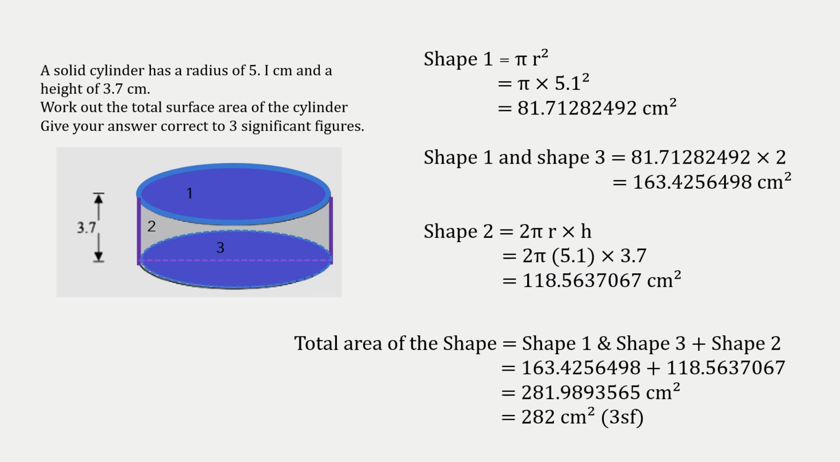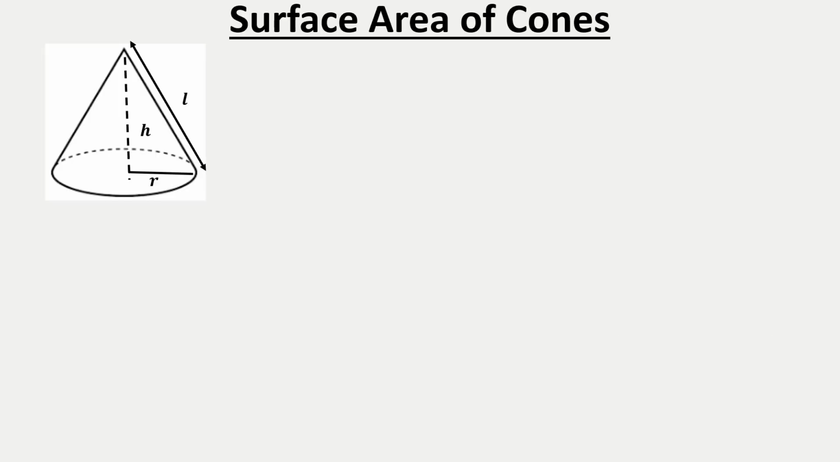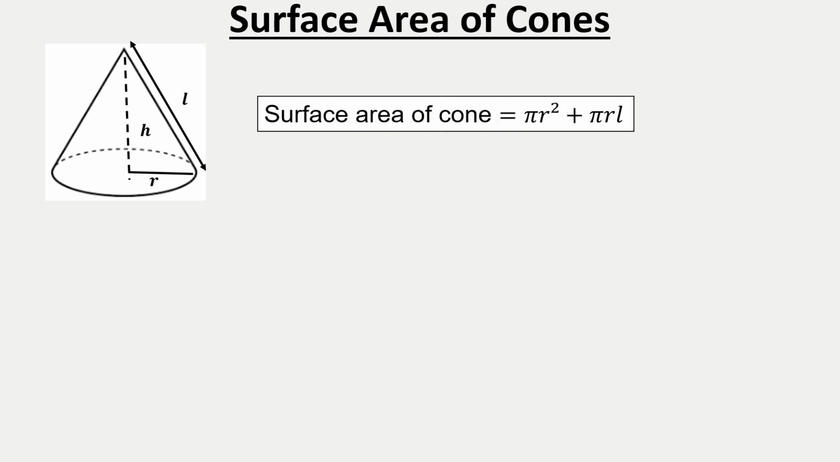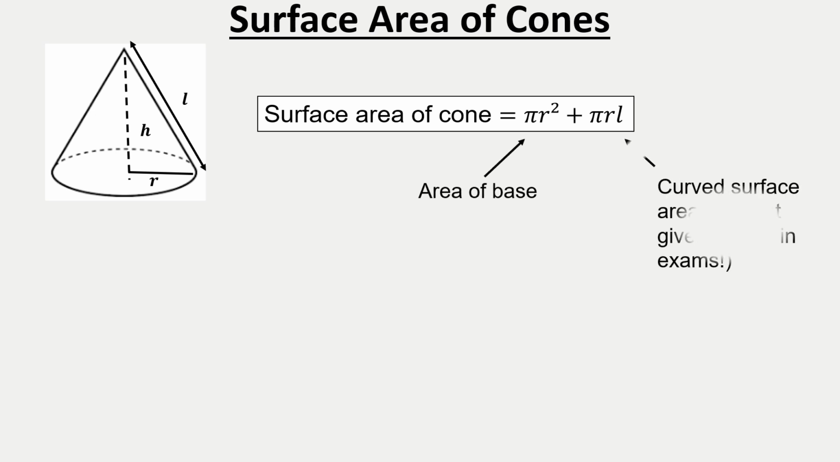Whenever we are working with the surface area of a cone, the formula is pi r squared plus pi r l. Here pi r squared is the area of the base and pi r l is the curved surface area. You get a bit of this information in the exam.